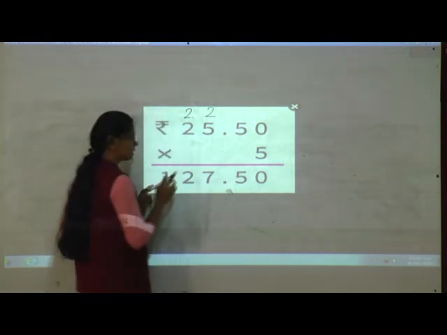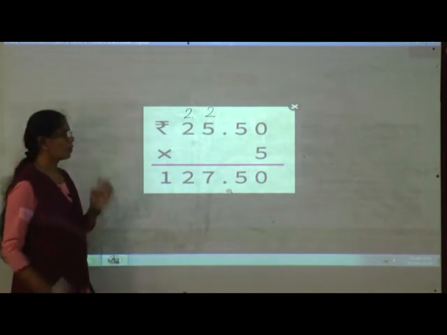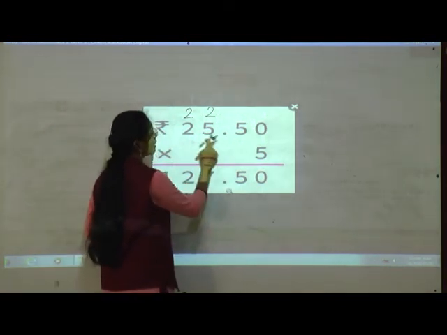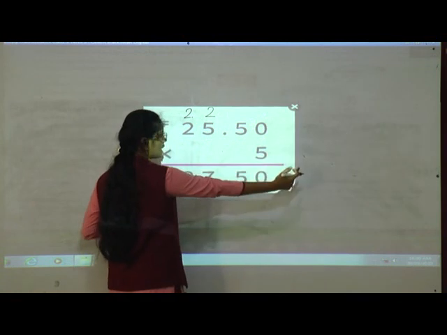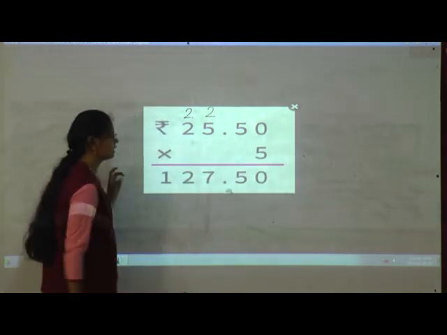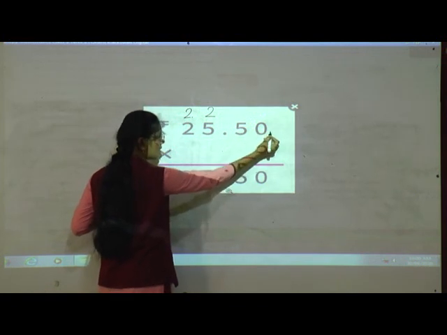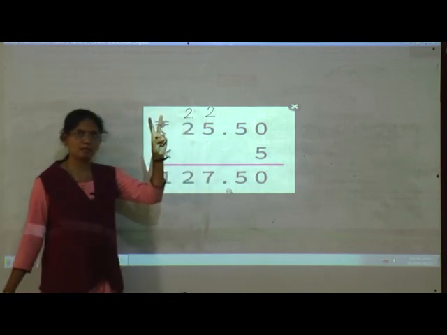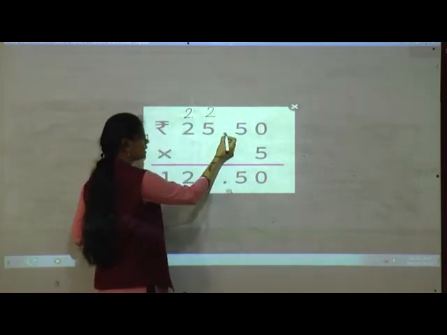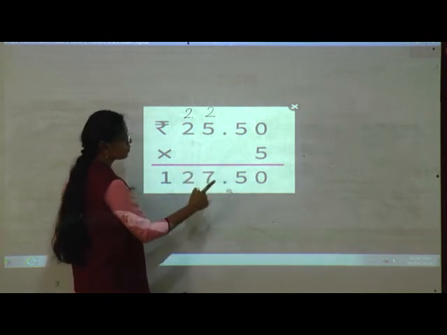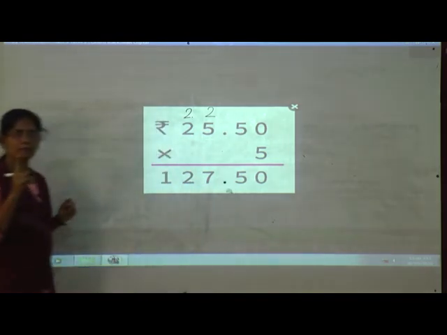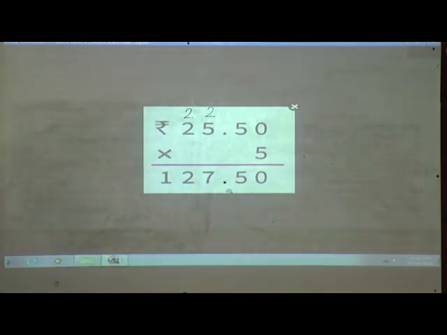See here, in the answer we got, we now have to give the point. Where will you give the point? See this amount, 25.50. From the right side you have to count how many digits are there. Here 1, 2 digits are there. So the point is before the second digit. So in the answer also, from the right side, before the second digit we have to give the point. Okay, so in this way you have to solve the multiplication of money.